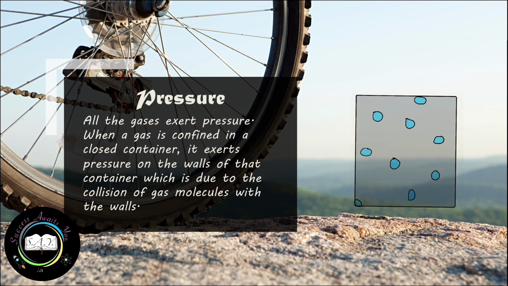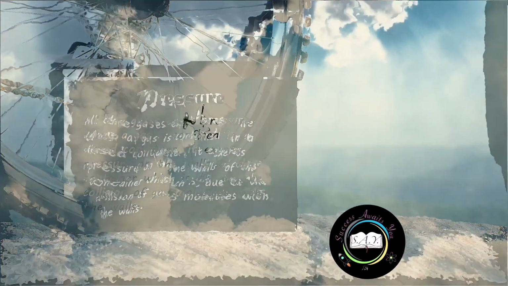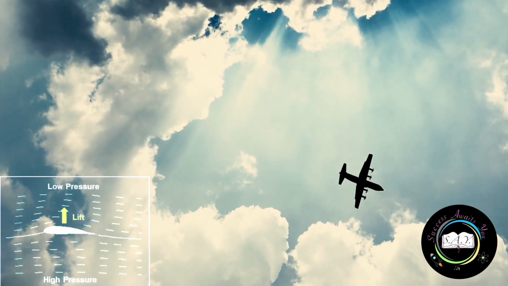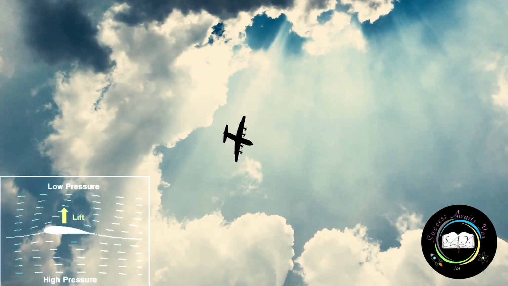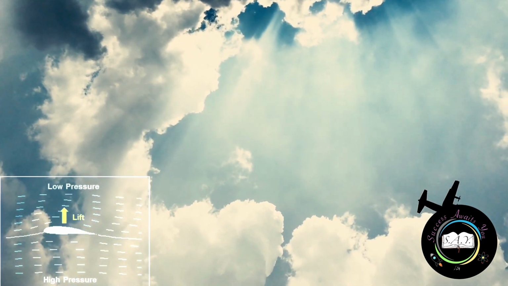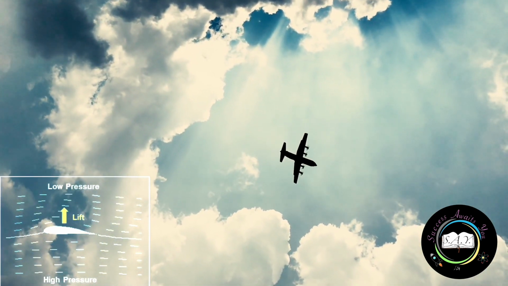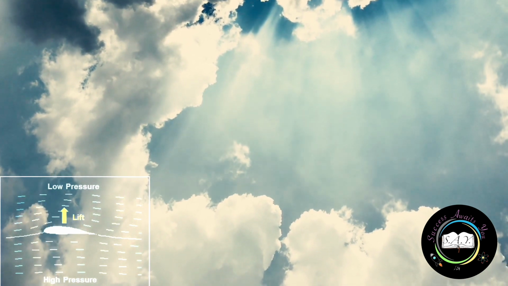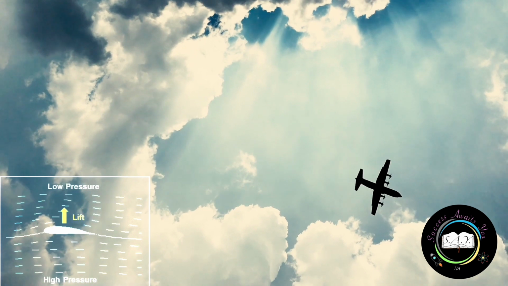Number 3. Pressure. Gas molecules have high speed and random motion, due to which they collide with each other and the walls of the container, and thus exert pressure on the walls of the container. The example of pressure can be airplane wings, which are shaped to make air move faster over the top of the wing. When air moves faster, the pressure of the air decreases, so the pressure on the top of the wing is less than the pressure on the bottom of the wing.